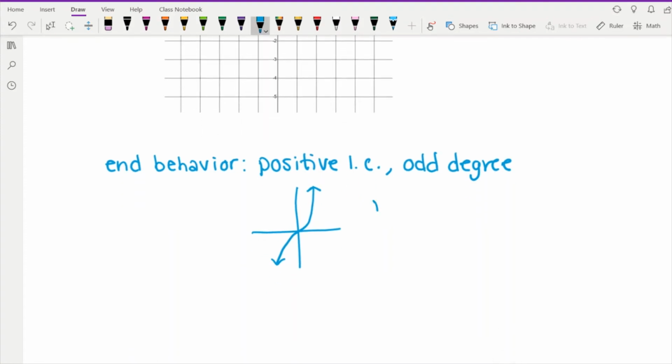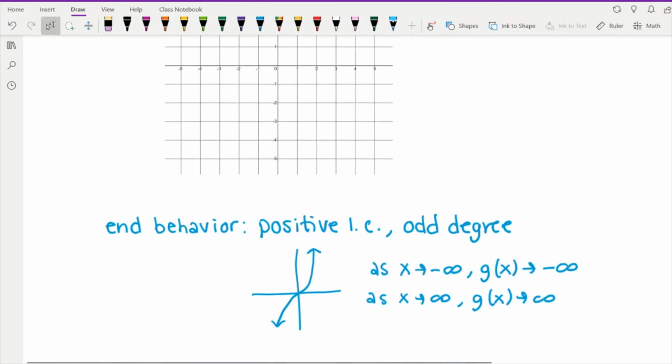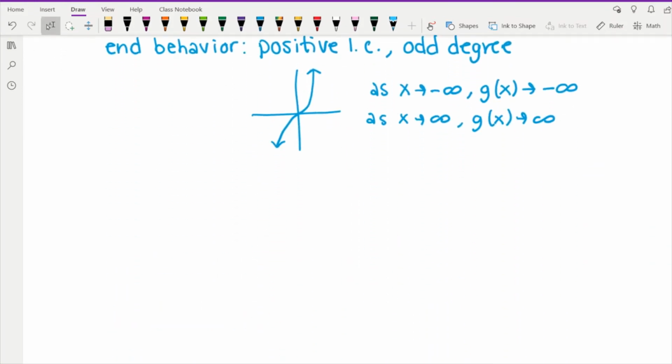To write that down with our technical way of writing it, we would say as x approaches negative infinity, g of x approaches negative infinity. And as x approaches positive infinity, g of x approaches positive infinity. At least I think I called this graph g of x. I meant to. Yes, I did. Good. Okay, so that's our end behavior. Let's find the zeros now. To find the zeros, we're just going to take our function and set it equal to 0. And I guess we're finding the zeros and the multiplicity. Let me write that down.